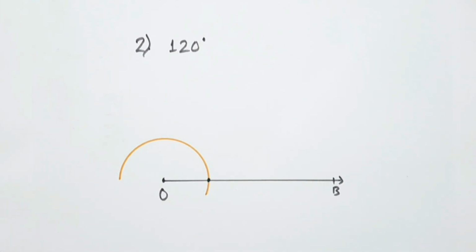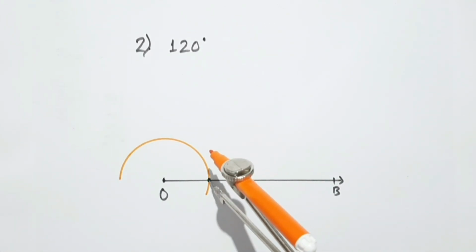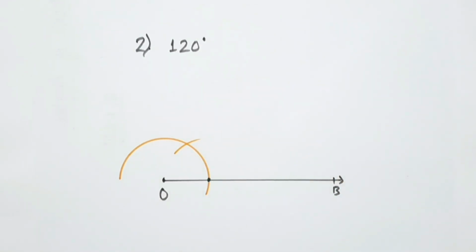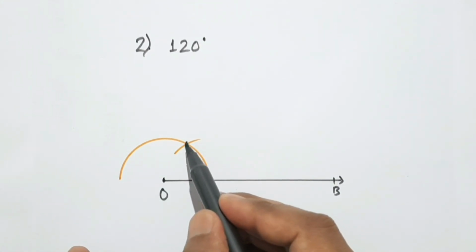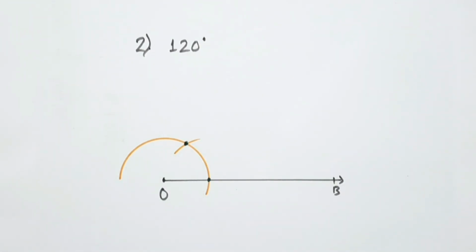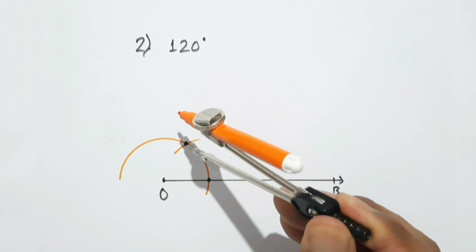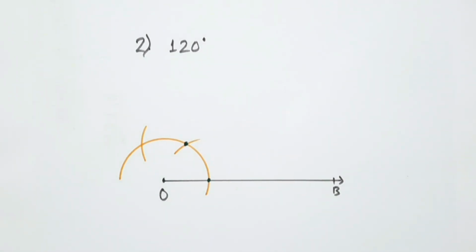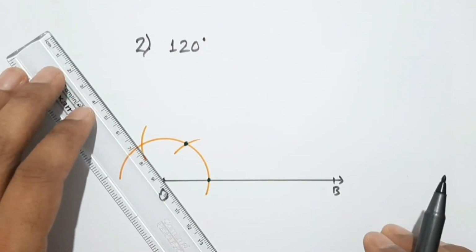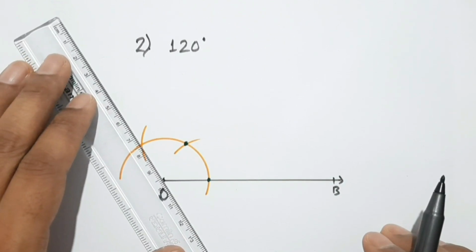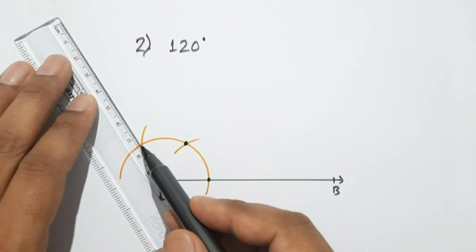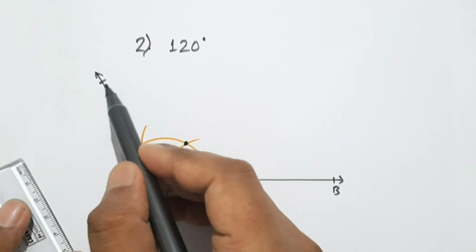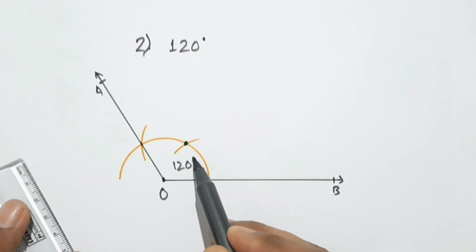Now taking this point as a center, we are going to construct another arc to cut our previous arc like this. Now we will take this point as a center and make one more arc like this. So this is our final point. We will get a 120-degree angle if you draw a ray from O passing through this point. So this is our 120-degree angle.